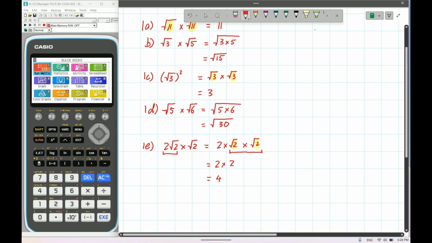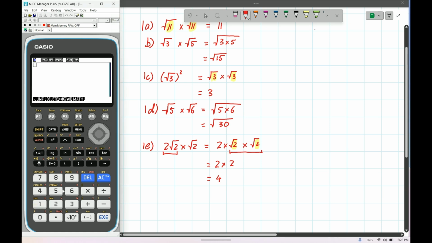On the side here, I've got a graphics calculator, and I'll do this calculation as well. So 2 root 2, multiplied by root 2, comes out to be 4.